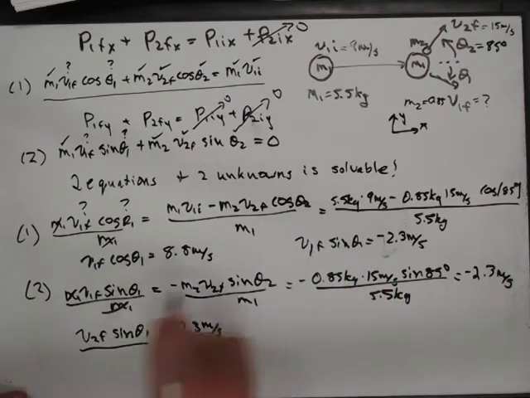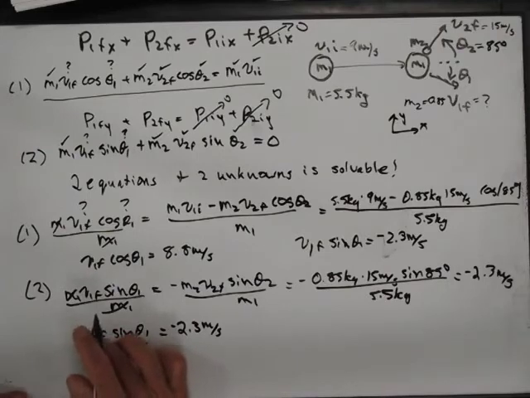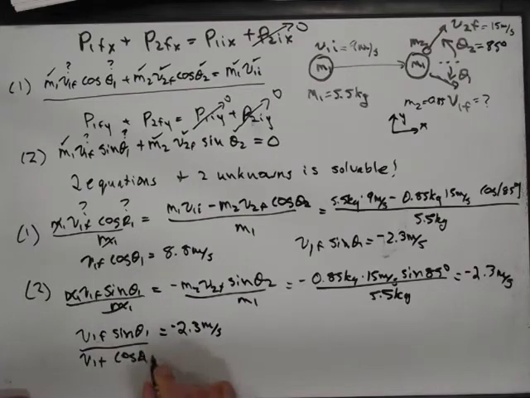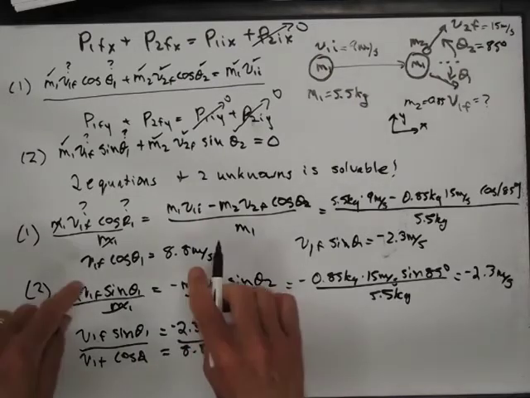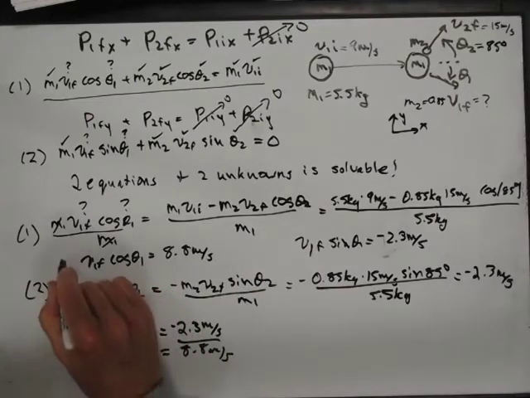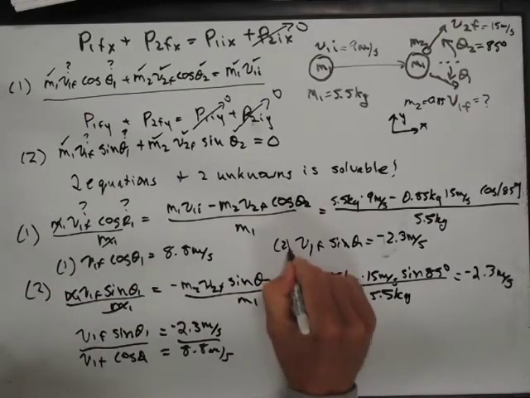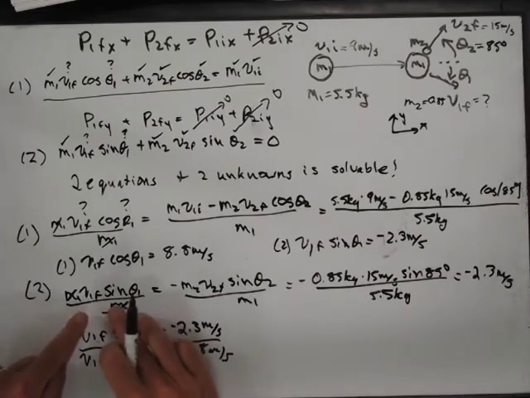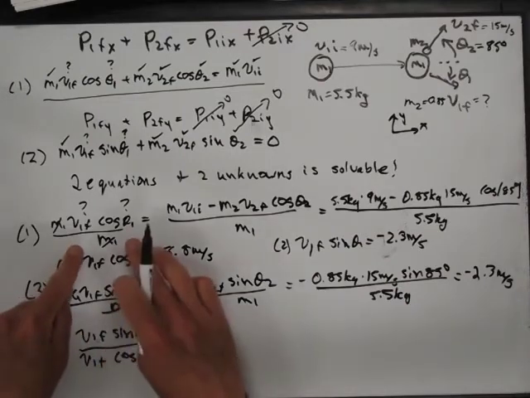It was V1 final. Those are the two unknowns I don't have, V1 final over cosine of theta 1, and that's equal to 8.8 meters per second. So once again, I'm telling you what I did. These are the two equations I have. This is the rewrite of equation 1, and this is the rewrite of equation 2. Again, I was solving for my two unknowns, which is V1 final and theta 1.